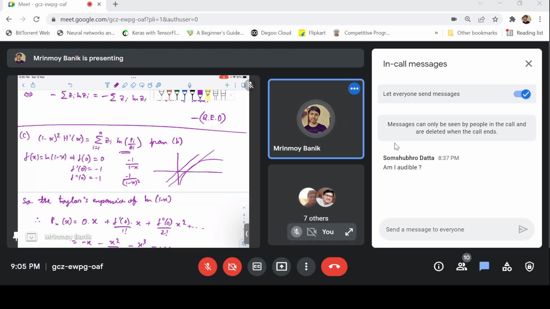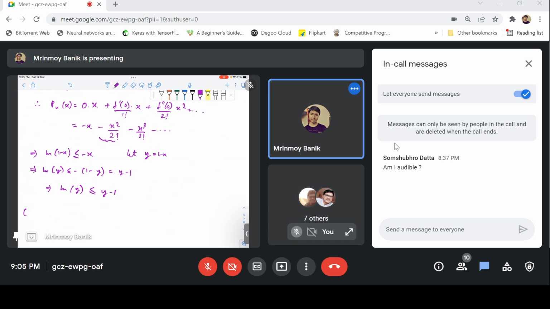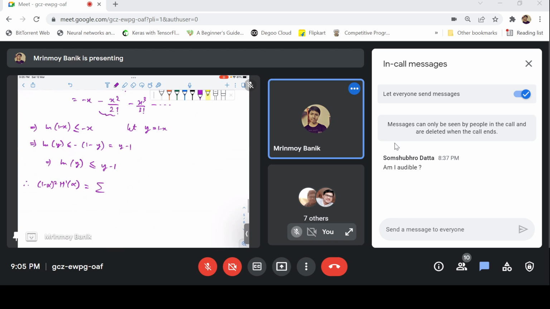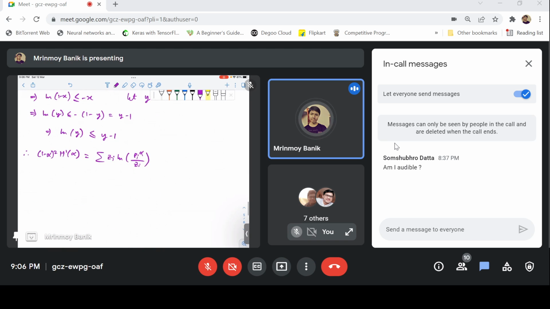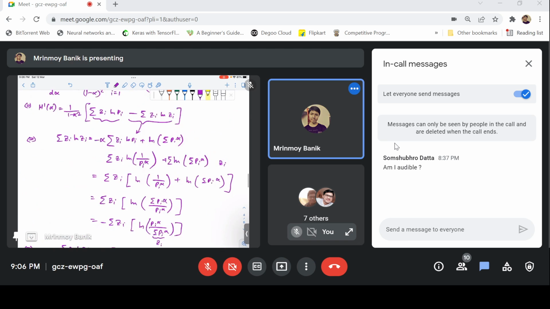So now we can use that inequality here to say, therefore 1 minus alpha squared h dash alpha equals sum over zi ln pi by zi. This is our y. So it's less than or equal to sum over zi times pi by zi minus 1, which is equal to sum over pi minus sum over zi. Sum over pi is 1, that was given, and we showed sum over zi is also 1 somewhere here.